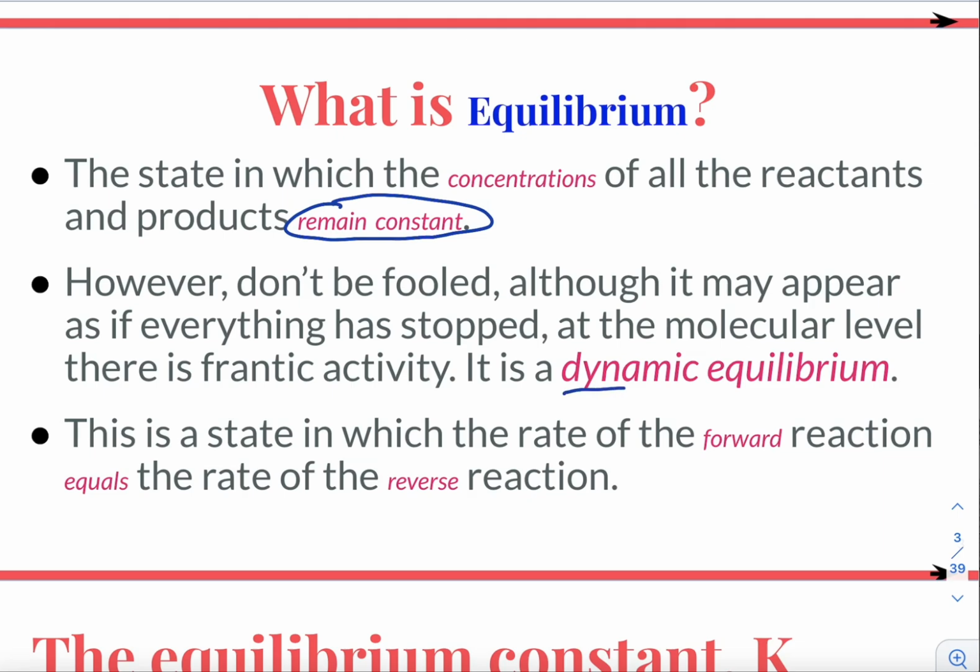It's called dynamic equilibrium, meaning that the reaction is still happening. The products are still forming reactants and the reactants are still forming products, but they're doing so at the same rate. So every time reactants are formed, products are also formed. It goes back and forth. So we're going to be talking about both forward reactions and reverse reactions, and they'll be happening at the same time.